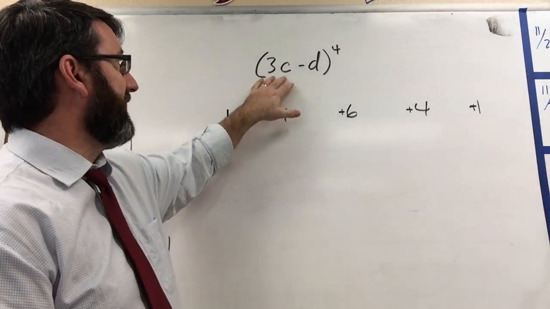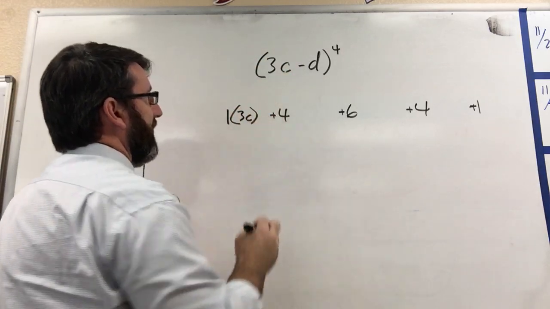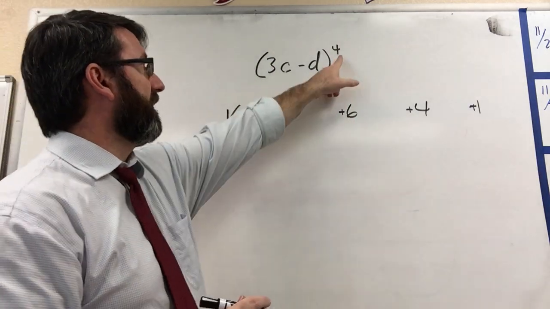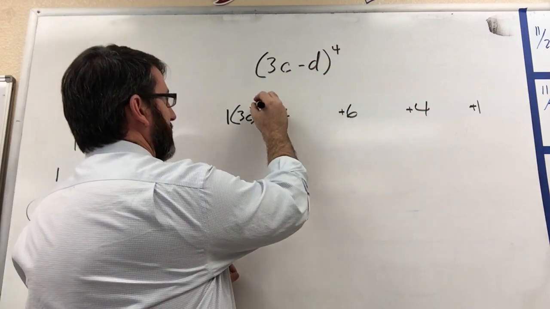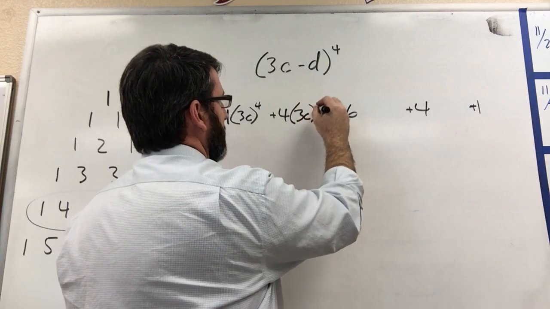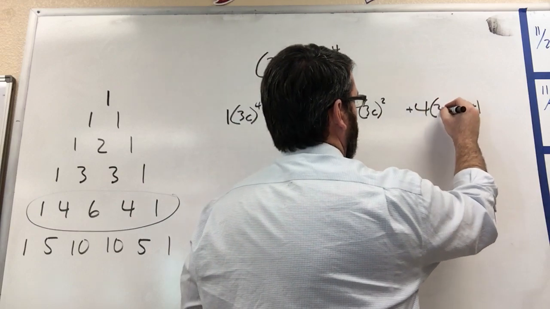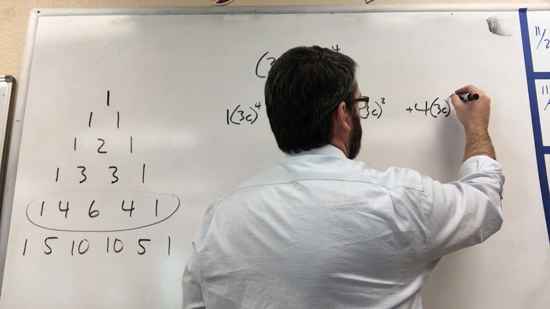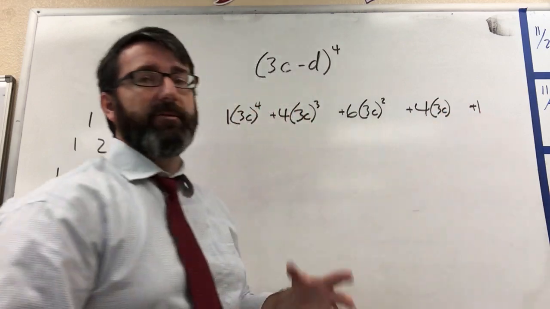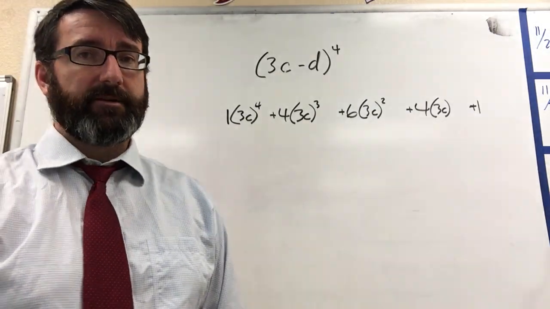The next thing we want to do is take this first term in our binomial, 3c, and we're going to put that in each of the terms of our expansion. We're going to start with 3c to the 4th power, and then work our way down. So 3c to the 3rd power, 3c squared, 3c to the 1st power, which is just 3c, and then 3c to the 0 power, which is just 1. So the c just disappears in that last term.